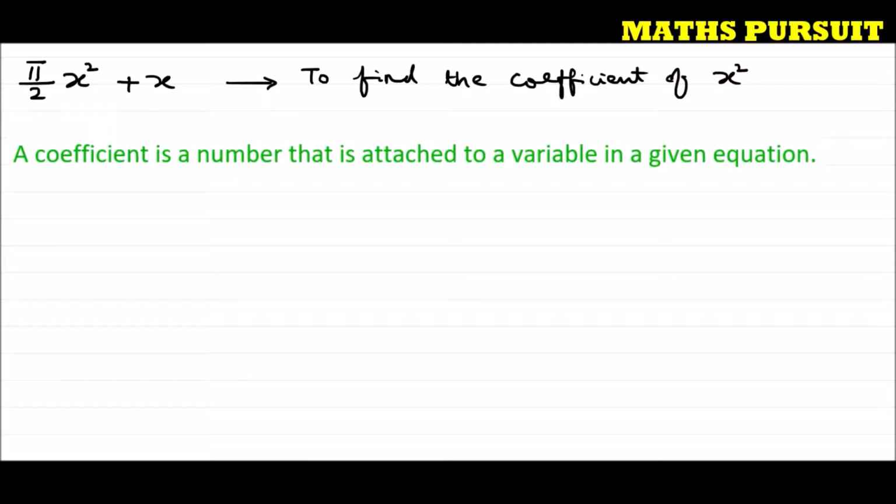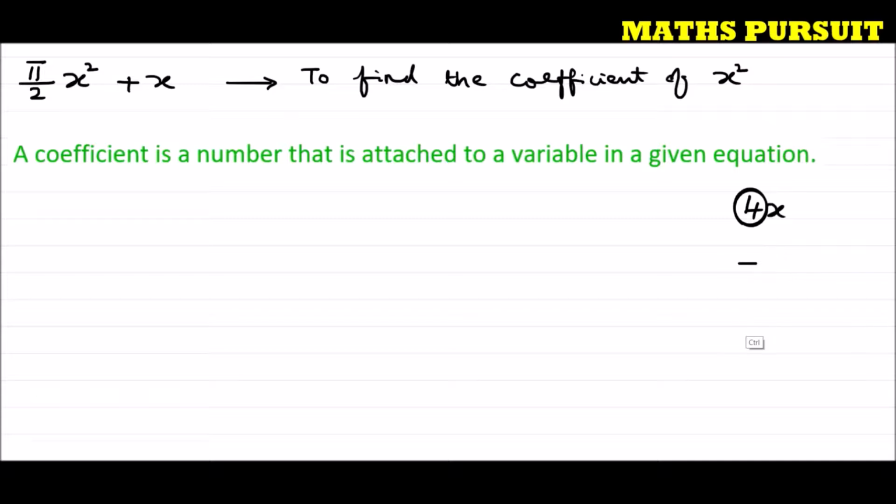So if I write 4x, here the coefficient is 4. If I write minus 5t, here the coefficient is minus 5. Or if I write pi t square, here the coefficient of t square is pi. So guys, hope you understood the definition of coefficient. Now let us answer the given question.